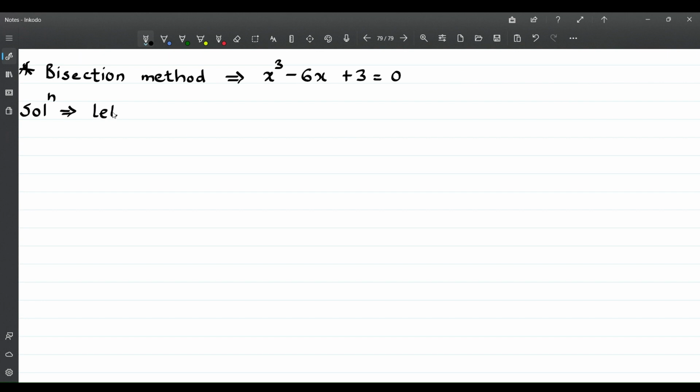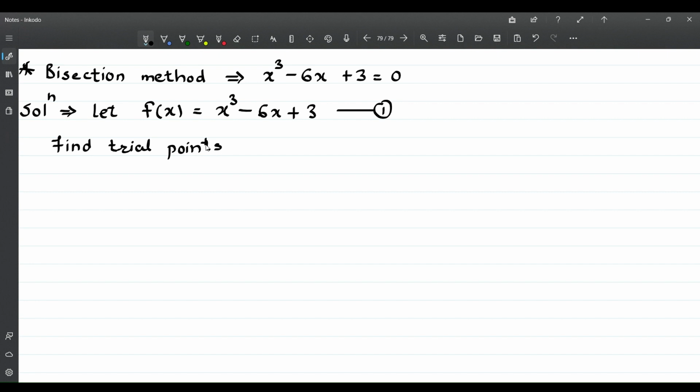First, given this equation, denote it by f of x. f of x is equal to x cube minus 6x plus 3. Say it as equation 1. Now we don't have trial points, so we have to find trial points.